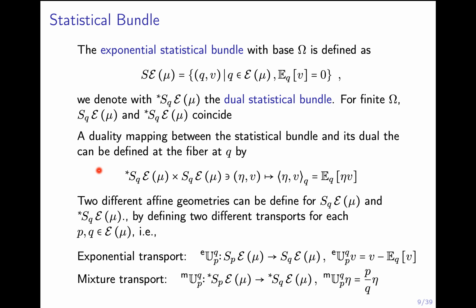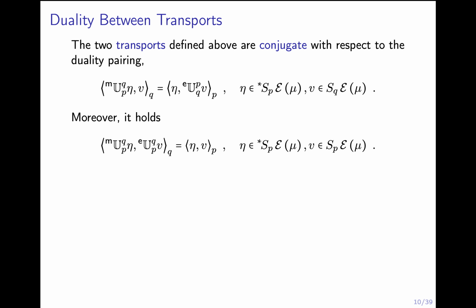We can also define the transport on the statistical bundle and the transport of the dual statistical bundle. In information geometry there are typically two transports of interest, the exponential and the mixture transport. The exponential transport is defined as the centering: when we move a distribution to another one, we recenter V in the new point such that the expected value of the new quantity is 0. The mixture transport, which is defined by duality, is obtained by multiplying the vector by a ratio. So the two transports are in duality.